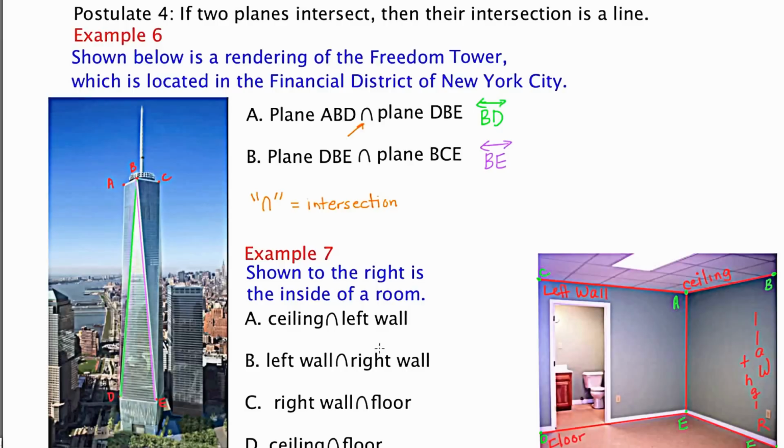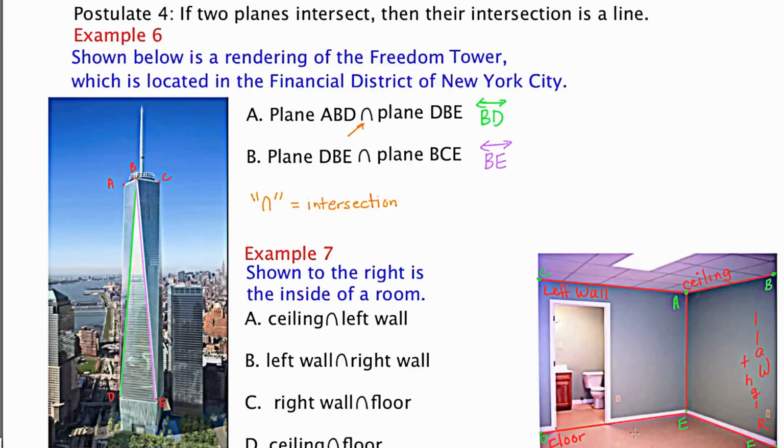Okay, and for our final example, example 7, I gave you an example of just the inside of a room. And instead of referring to the planes with 3 letters or a capital letter, this is the ceiling, this is the left wall, this is the right wall, and this is the floor. I just chose that instead of using letters to name the plane.